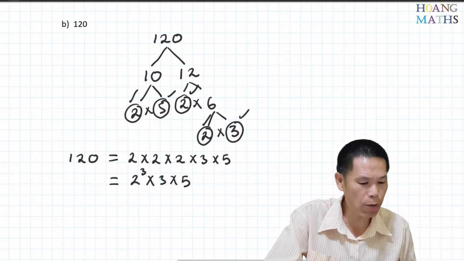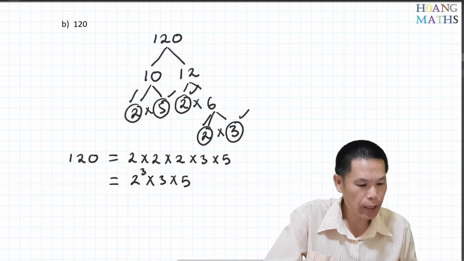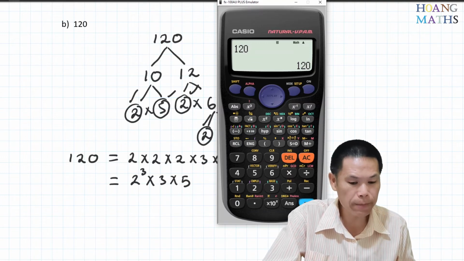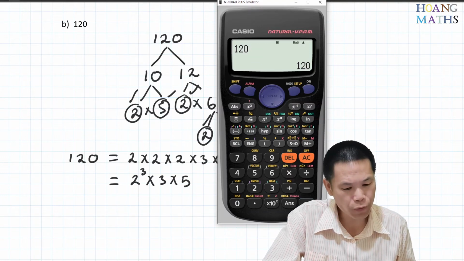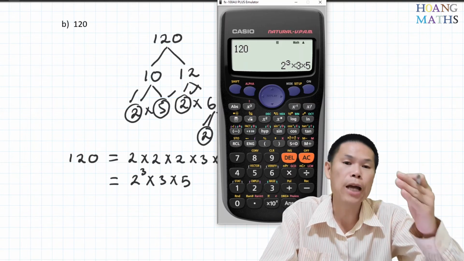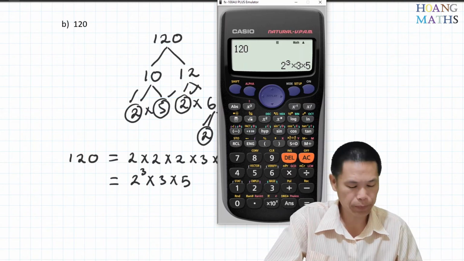So we can check it by using the calculator. Again, I type 120 first, and then press the equal button. Then we press shift, and then we go fact, the bubble button. Okay, shift fact. There you go. 2 cubed times 3 times 5.